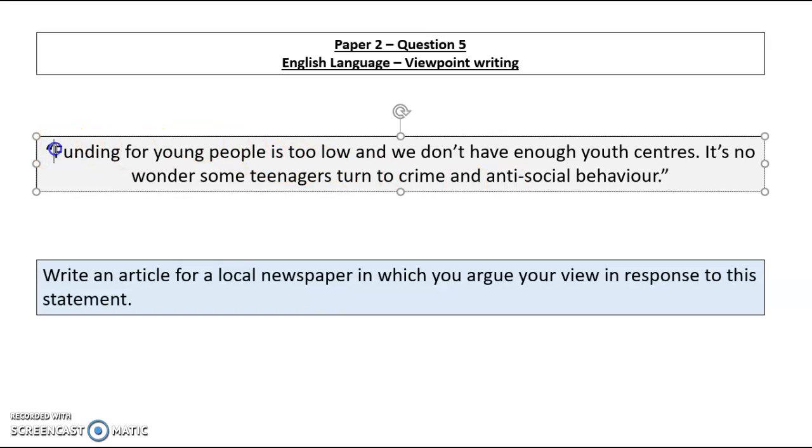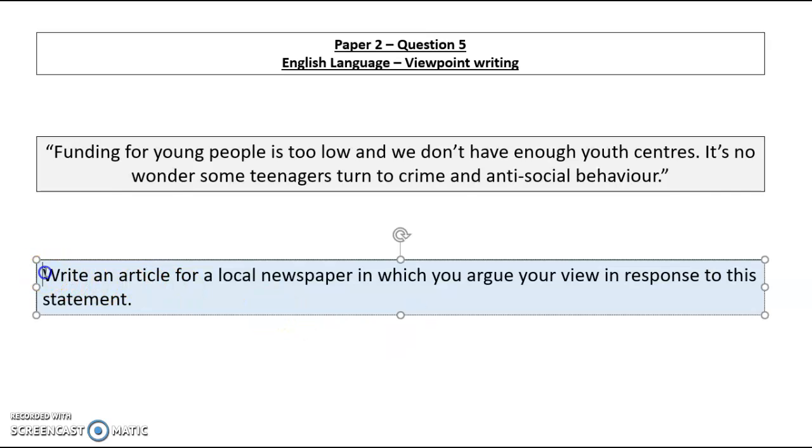You could simply write an article or a piece of persuasive writing that there should be more youth centres, that there should be more money going into youth centres for young people, and not mention crime and antisocial behaviour at all, and still potentially score the high marks. So don't feel like you have to say every bit of every statement.